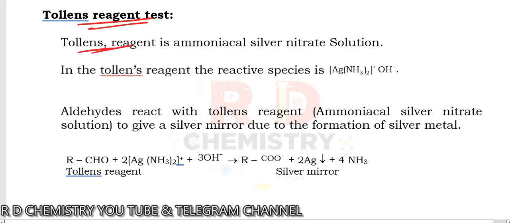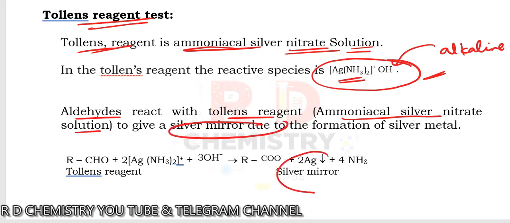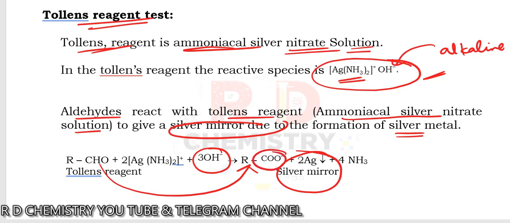Tollens reagent is ammoniacal silver nitrate solution, and in this case the reactive species is the silver complex with the OH minus. That means it is an alkaline medium. Now we should be careful when there is alkaline medium. Tollens reagent reacts with the aldehydes in the ammoniacal silver nitrate solution to give silver mirror precipitate. Silver is formed due to the formation of the silver metal, and aldehydes are oxidized to give carboxylic acid. Since we are using the basic medium, it will be the anion part.